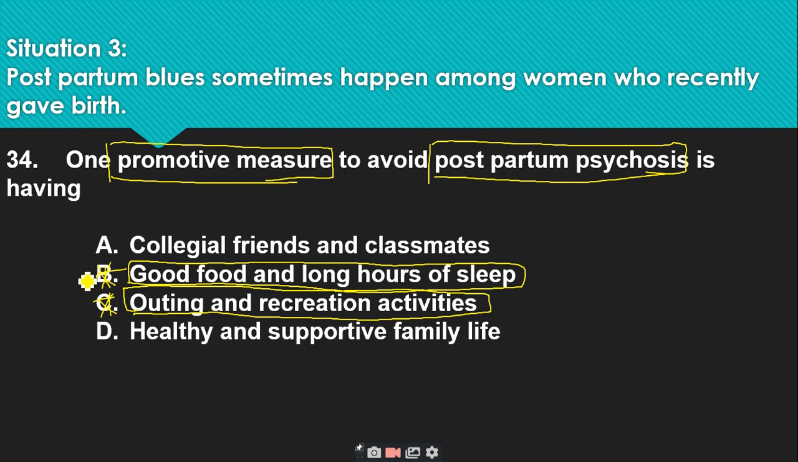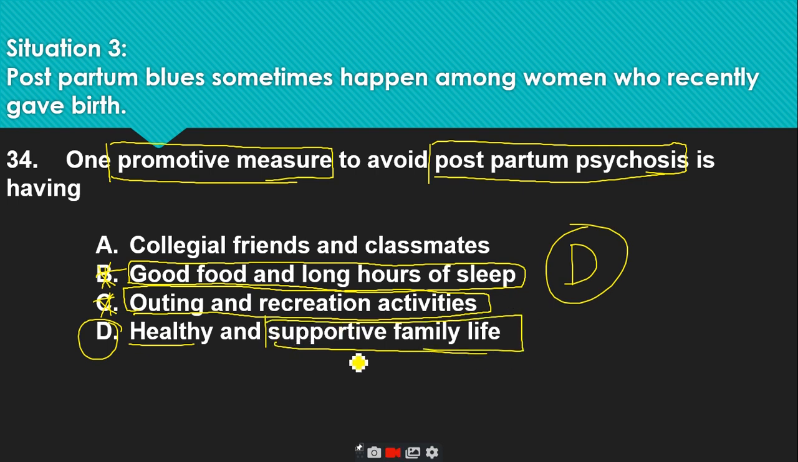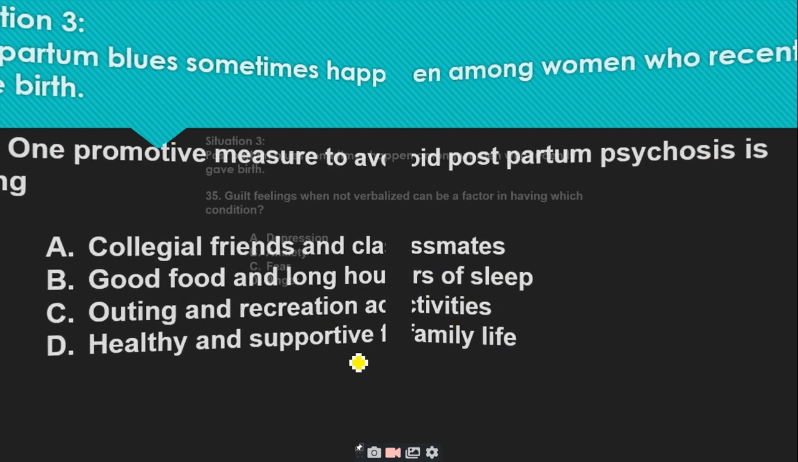So the best answer for number 34 is letter D. That's healthy and supportive family life, because of course your husband and of course your mother and father are basically the most important person in your life to support you with your delivery. So that's 34, answer letter D.